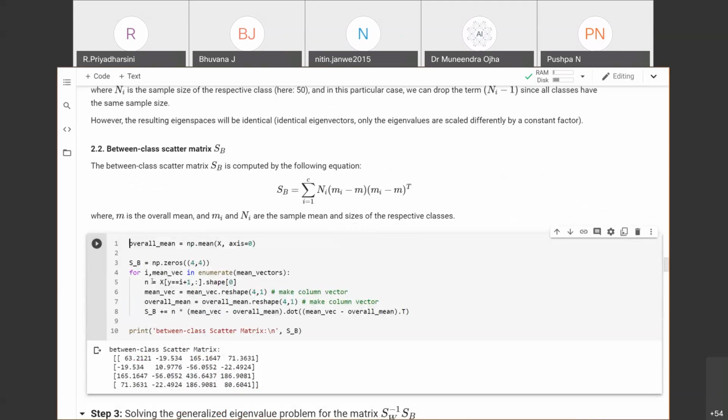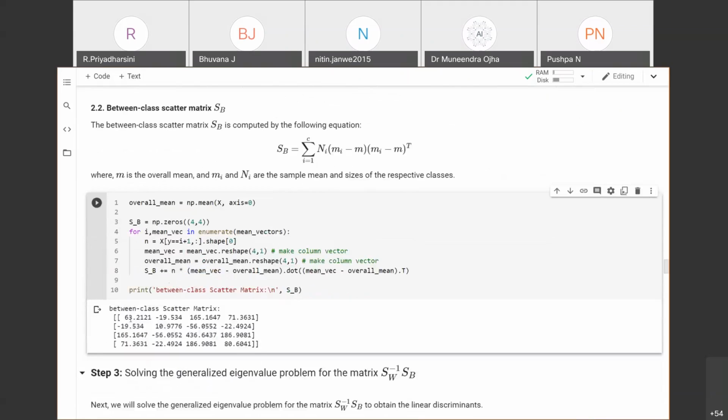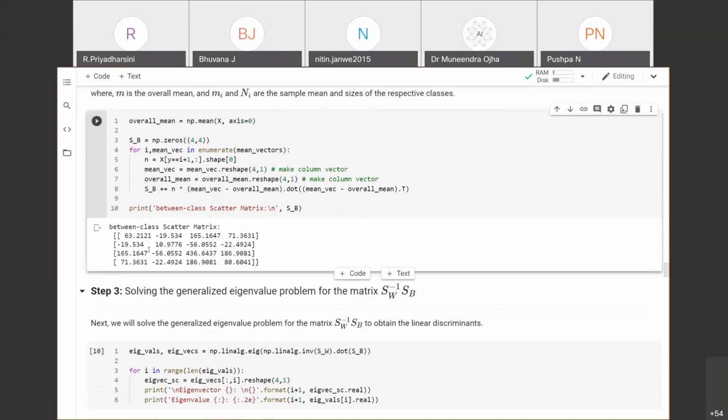So with this code, we can calculate the between class scatter matrix, and this is what we have obtained over here as the between class scatter matrix. The third step is to solve these two matrices for obtaining the eigenvalue and eigenvector. Okay, so now this has become solving the generalized eigenvalue problem for the matrix S inverse.